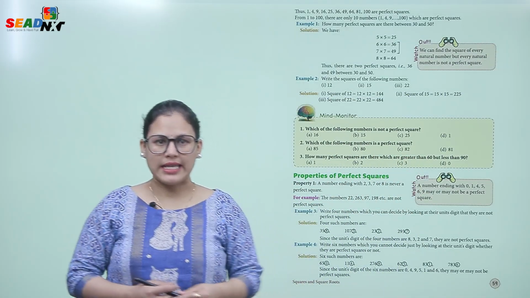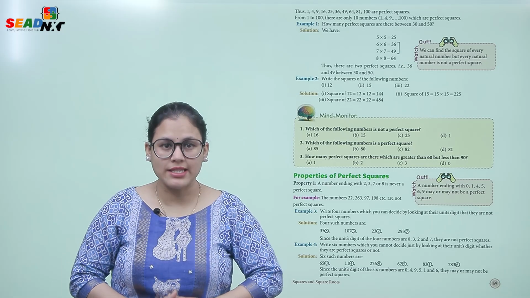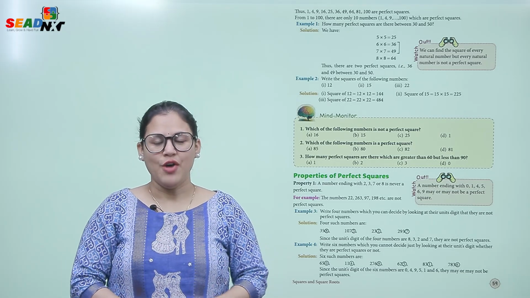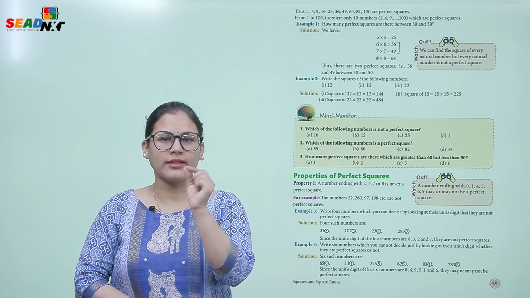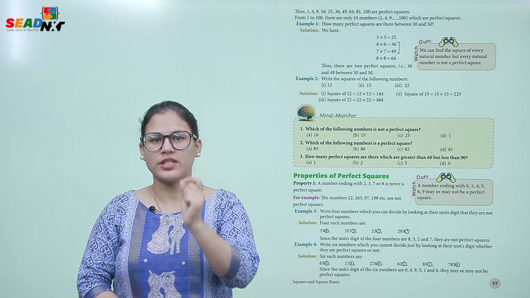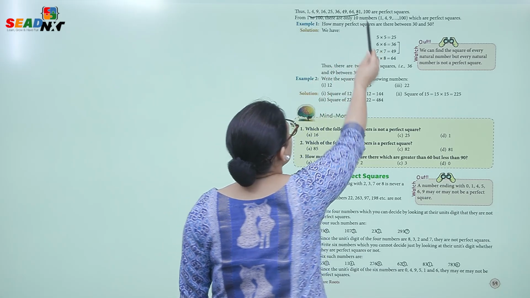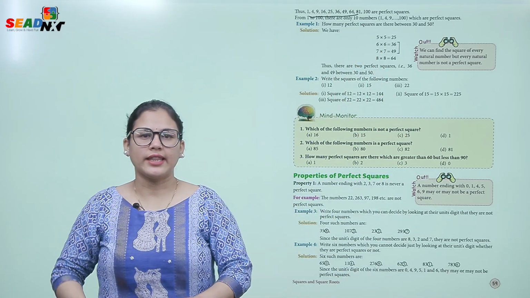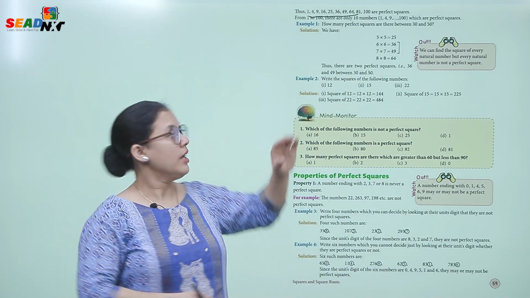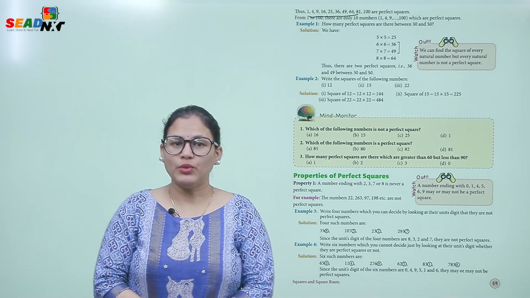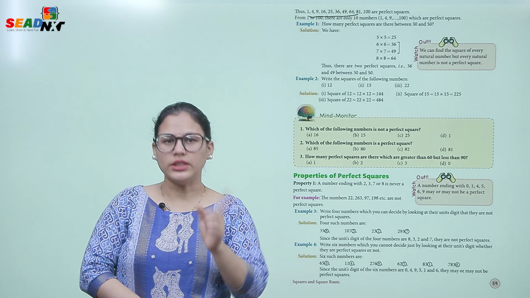These numbers 1, 4, 9, 16, 25, 36, 49, 64, 81, 100 are perfect squares. From 1 to 100, there are only 10 numbers which are perfect squares. These are the 10 numbers which are perfect squares, and we find these numbers from 1 to 100. So example 1, how many perfect squares are there between 30 and 50?